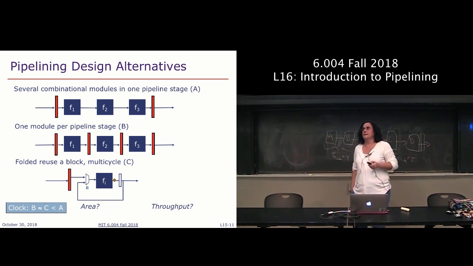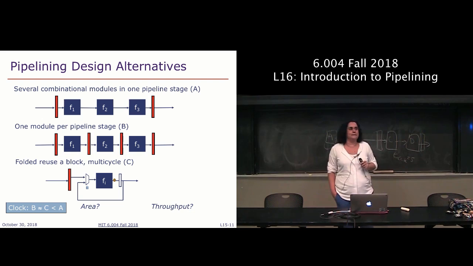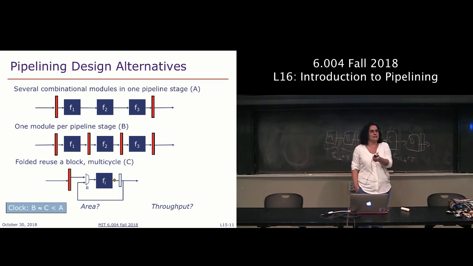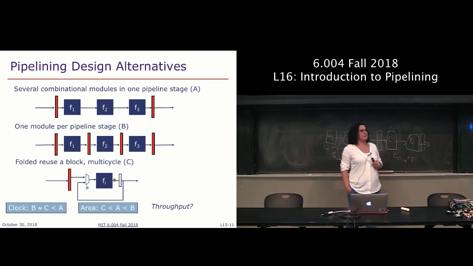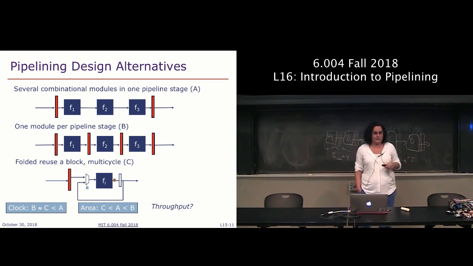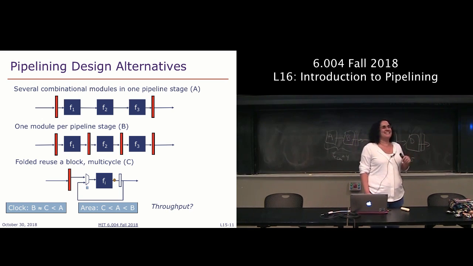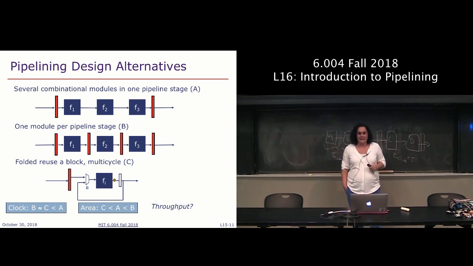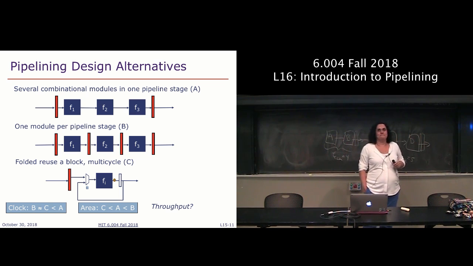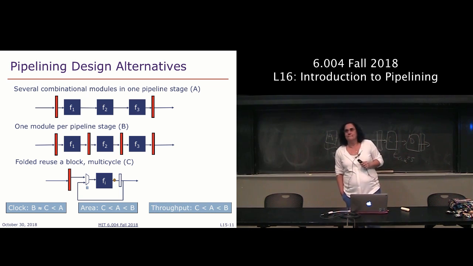So what about area? Which one is going to be the best for area? C, right? As we expect, because we only have one F of I. And what about the relationship between A and B? B doesn't have registers, right? And so, A doesn't have registers, so its area is going to be less than B. Okay? All right, what about throughput?